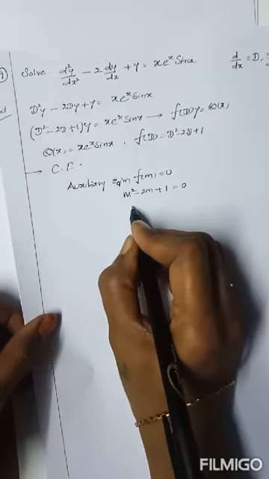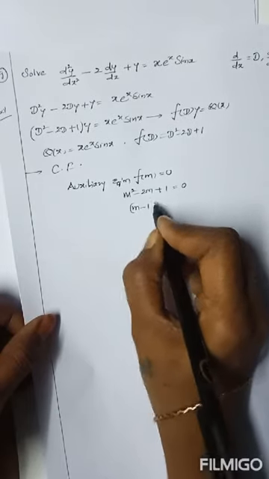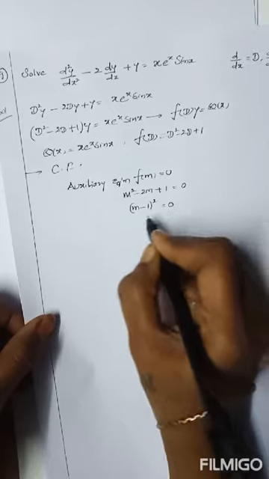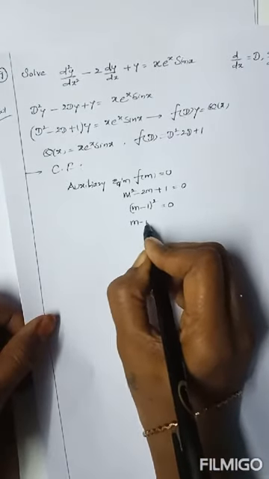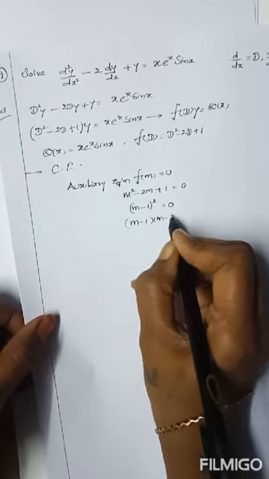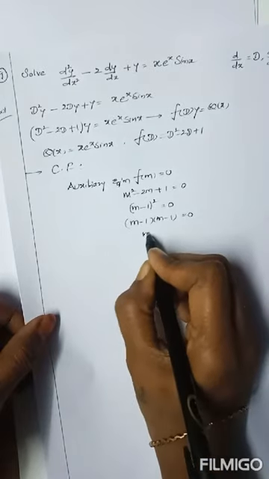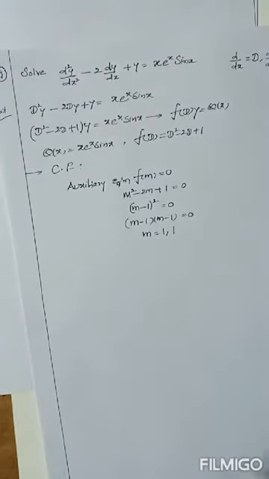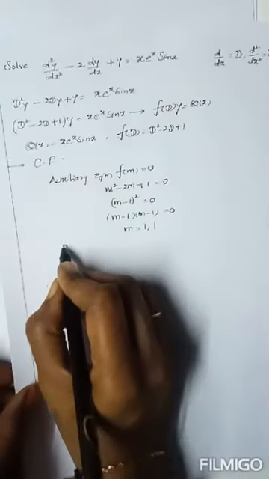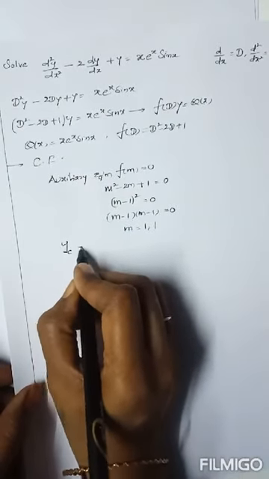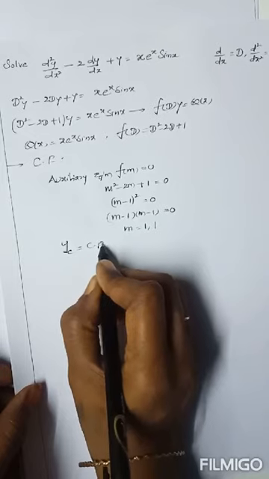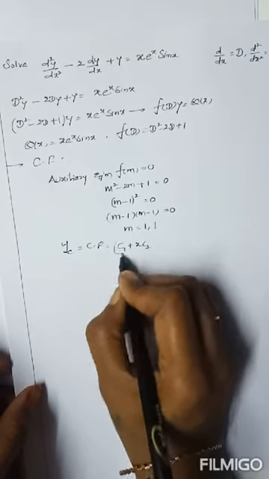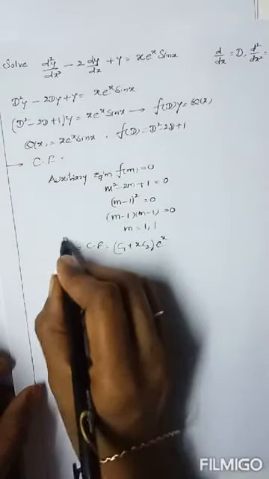Now this is similar to the a minus b whole square form, a square plus b square minus 2ab equal to 0. Here, m minus 1 into m minus 1 equal to 0, so m equals 1, 1. Here there is only one root but repeated twice. So according to the procedure, the complementary function yc equals c1 plus x c2, into e to the power of x. First solution over.